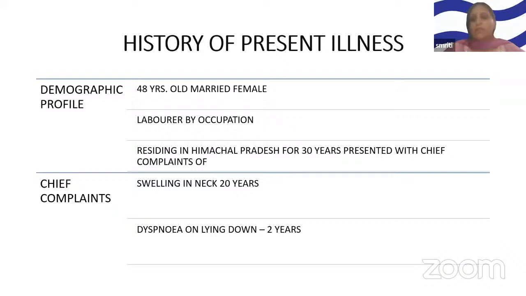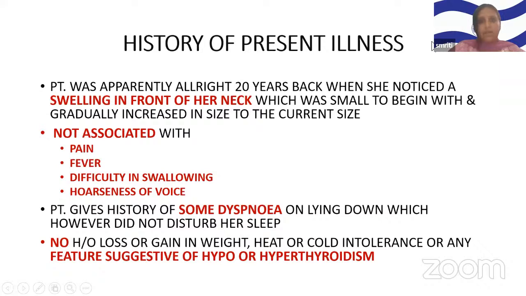Okay, so this is a case about a 40-year-old female who was a laborer by occupation and who had been residing in Himachal Pradesh for the last 30 years. She presented to us with the chief complaints of swelling in the neck for the last 20 years and dyspnea on lying down for the last 2 years.